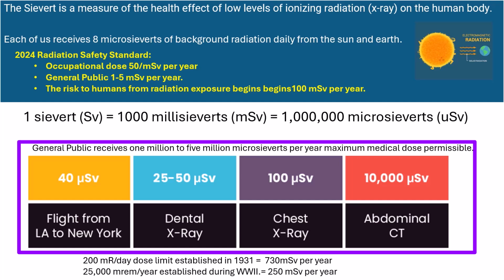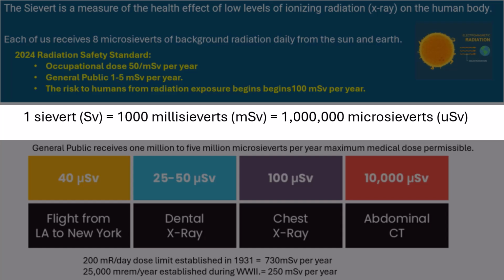And if we had a chest x-ray, we can see that averages about 100 microsieverts, wherein a CT scan of the abdomen, which gives us much more radiation exposure, averages out to about 10,000 microsieverts per exam. Now, when we look at this, remember, 1 million microsieverts make 1,000 millisieverts.